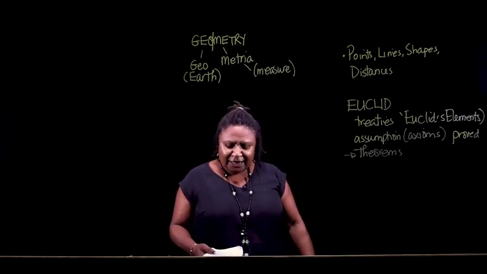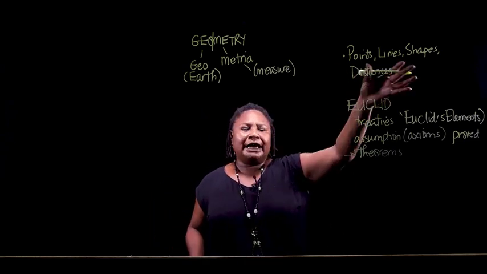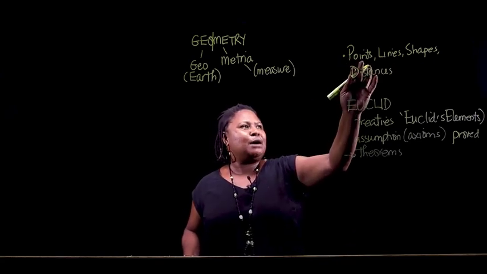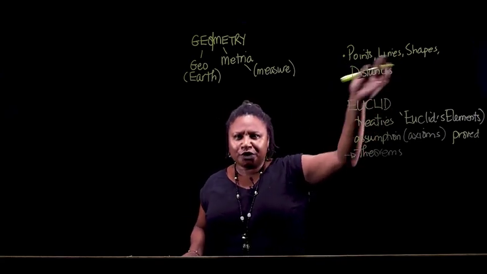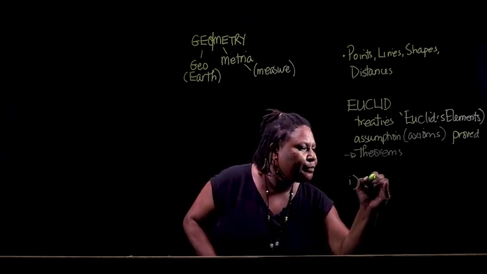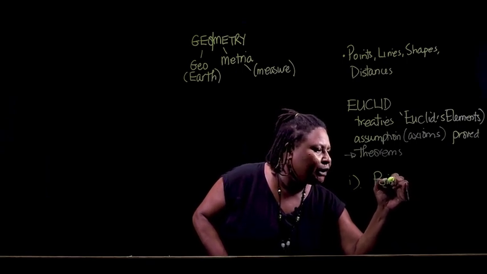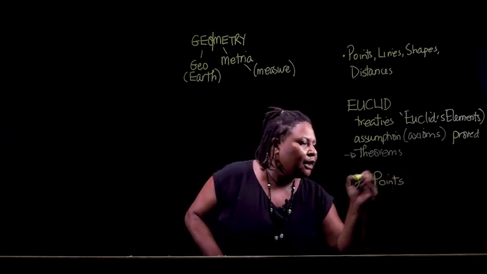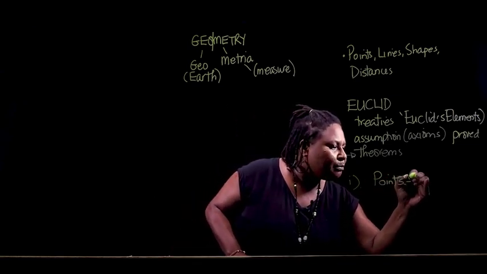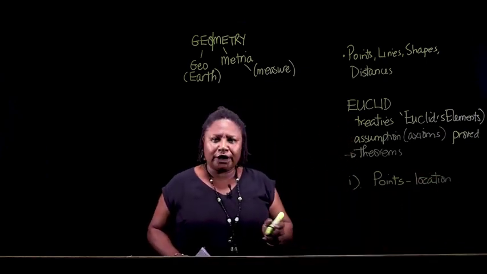We are going to look at now the elements of geometry. The basic elements are points, lines, and shapes. So let's look at points. The first element of geometry is a point. Points help us to describe location.